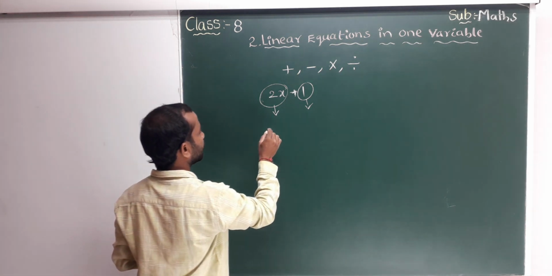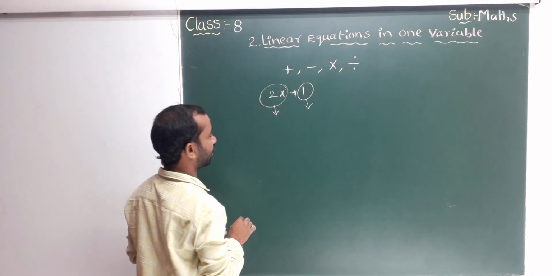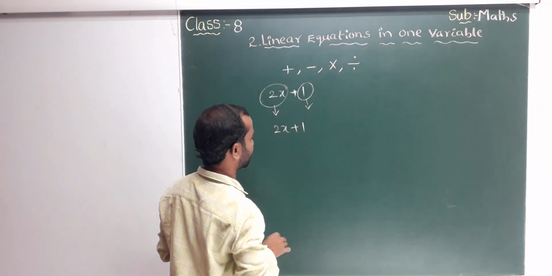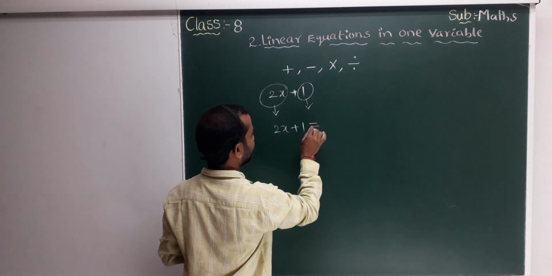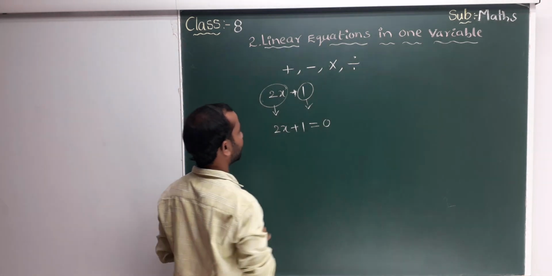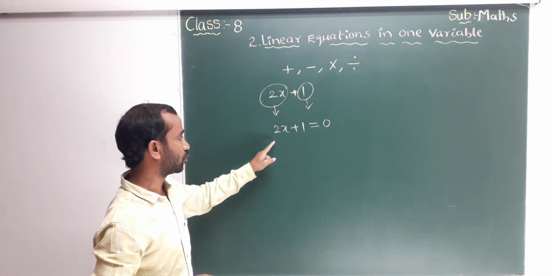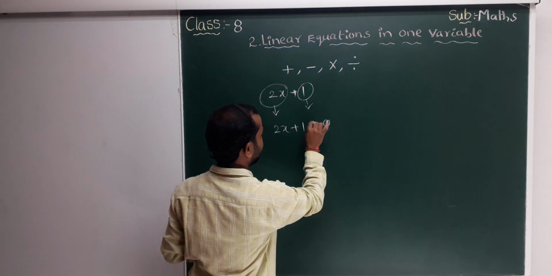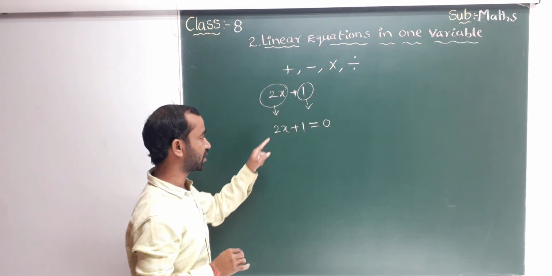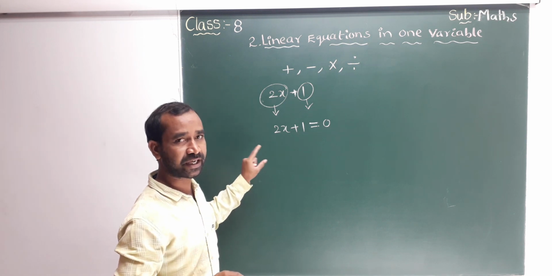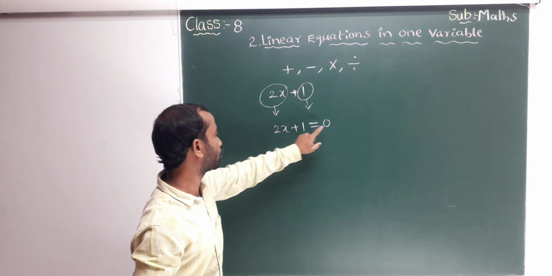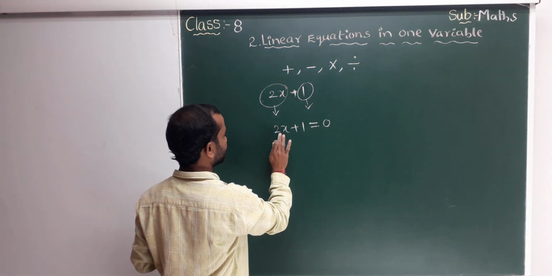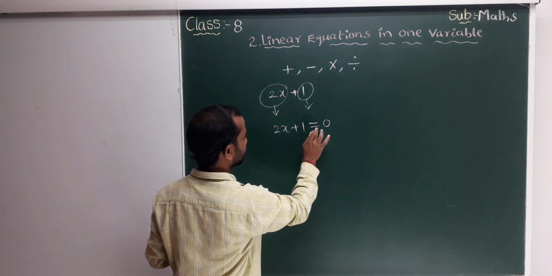Next, algebraic equation. In an algebraic expression, if we have an equality sign, then it is called an algebraic equation. 2x plus 1 equals 0. Here the equality sign is there. So this is an algebraic equation. 2x plus 1 equals 0. Here also two terms are there. This is the variable term, this is the constant term.